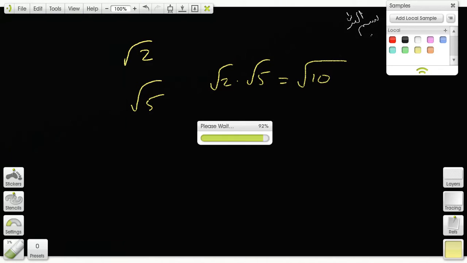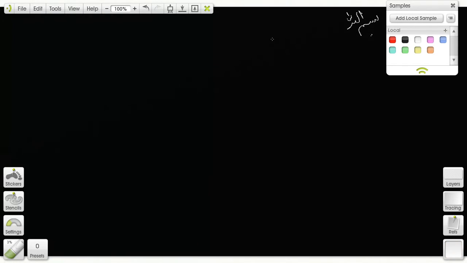So what did we learn? We learned how to multiply radicals. We learned how to add radicals. For you to add radicals, they have to have the same radicand. That's the inside. So let's do some of that.